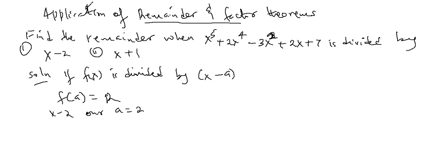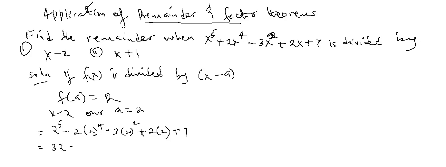So what we do is 2 raised to power 5 plus 2 times 2 raised to power 4 minus 3 times 2 squared plus 2 times 2 plus 7, and this one will give you 32 plus 32 minus 12 plus 4 plus 7, and this 32 minus 32 will cancel, and 11 minus 12 is negative 1, and therefore our remainder is negative 1.